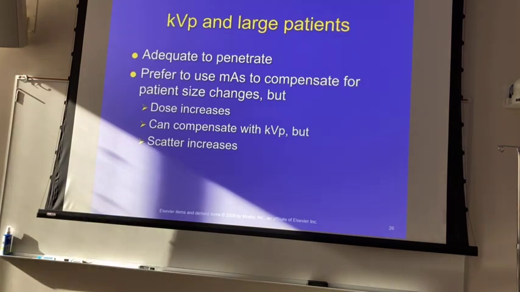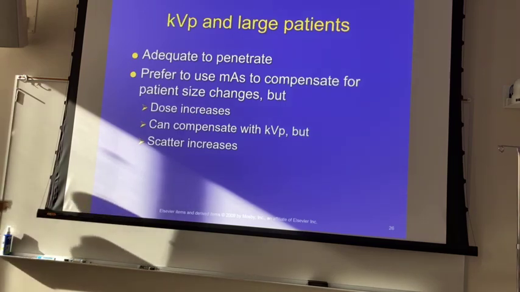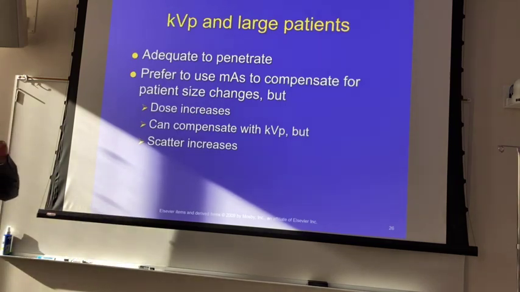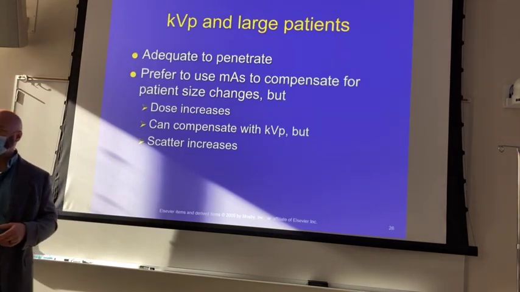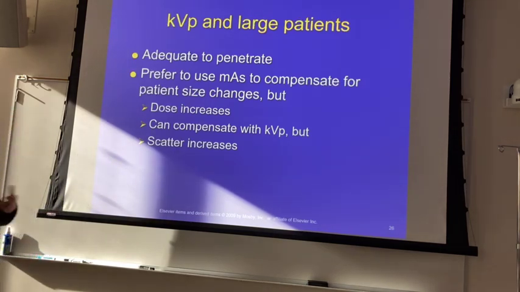But because of that, I think that in your career, probably in the next 10 years or so, we're going to see a shift from patient size and pathology differences being adjusted for using mAs to kVp. So you get a larger patient, you increase kVp. Now, why would we do that? So you decrease their dose, right?